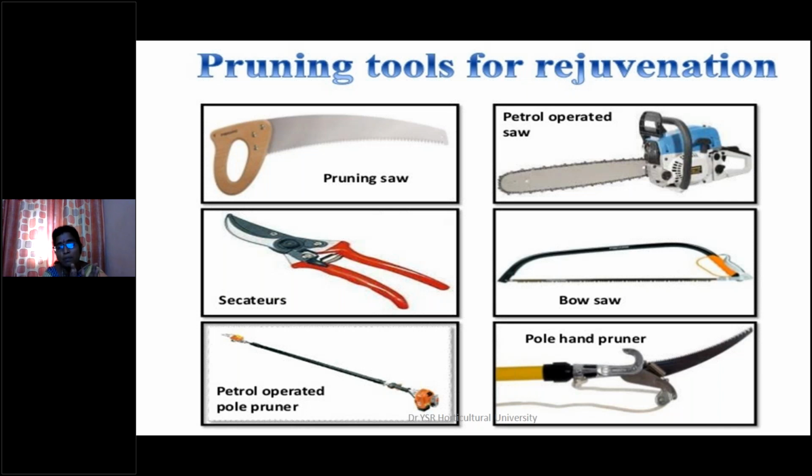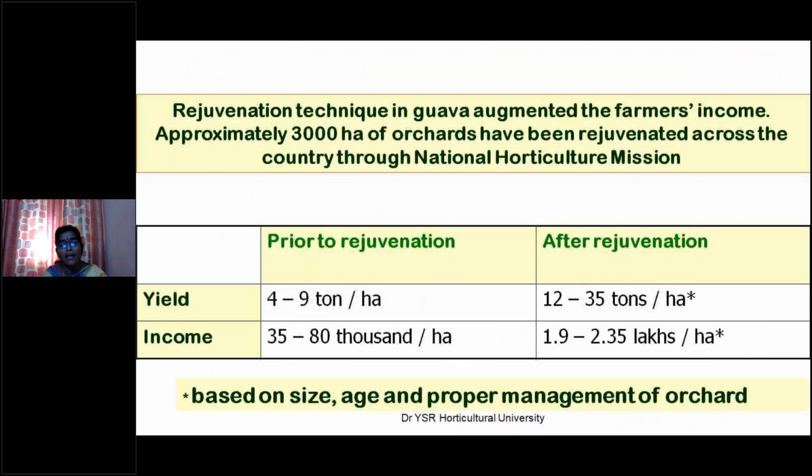That is, if the bark is split, you will not get the new vegetative flush. So that's why you have to use good tools, which have to be selected. Then you can see this table, how we can rejuvenate and improve the yields by doing the rejuvenation technology. Prior to rejuvenation, the orchard is giving 4 to 9 tons per hectare, whereas after rejuvenation, you can see 12 to 35 tons per hectare can be obtained from the rejuvenated orchards.